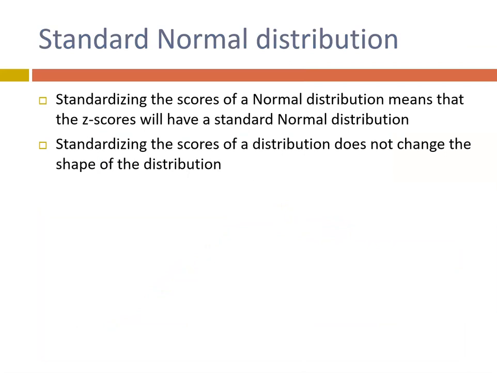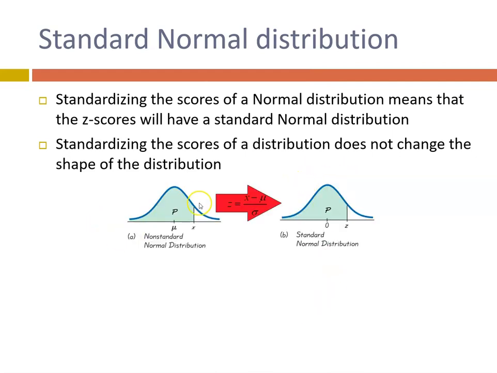Standardizing the scores of a normal distribution means that the z-scores will have a standard normal distribution. Standardizing the scores of a distribution does not change the shape of the distribution. So if I had some non-standardized normal distribution and then I converted all of them through z-scores, which we saw in a practice worksheet we did in class, you see now that my mean is 0 and my x value of my data set has turned into a z-score.